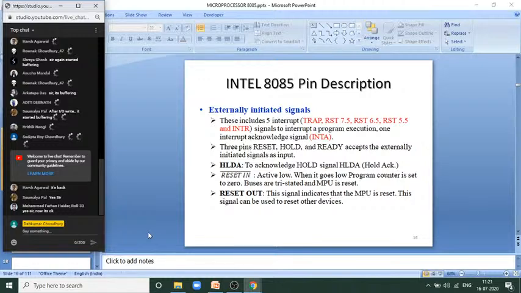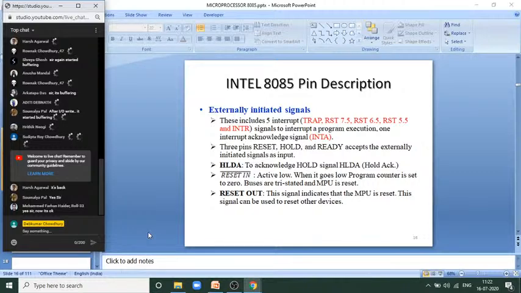Next is reset in and reset out. It is RESET IN bar, so you all know that it is an active low signal. When it goes low, the program counter is set to 0, buses are tri-stated and the MPU is reset. So with the help of RESET IN bar, basically the program counter is set to 0 and the microprocessor unit or MPU is in the reset mode.